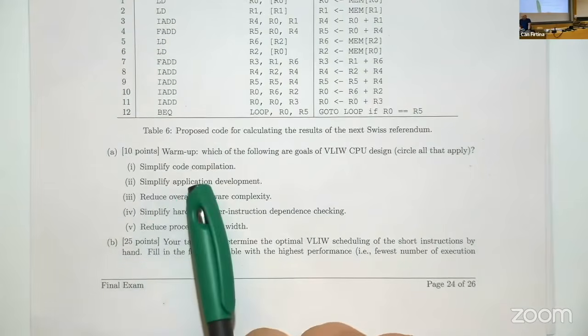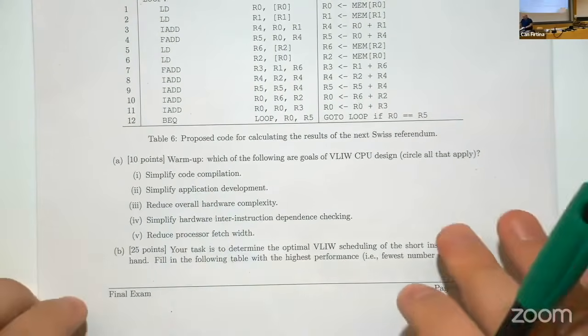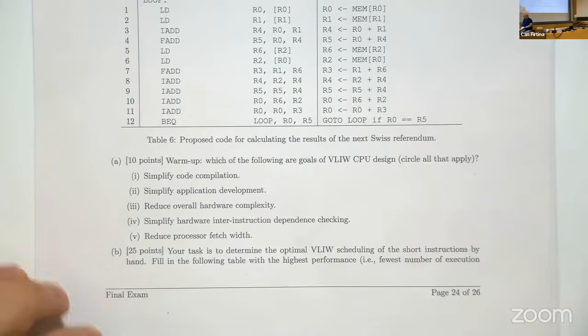Is the code compilation any simpler? Not really, right? This is not true. In fact, now there is added complexity because we need to take care to find these instructions that can be bundled into a single instruction. Is application development easier? Also not necessarily, right? On the one hand, there isn't even that much of an influence. This affects the compilation process, not so much the application development process. But if anything, it would become more complex because we need to take the microarchitecture into account when scheduling instructions.